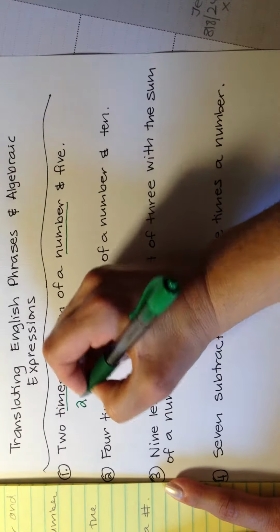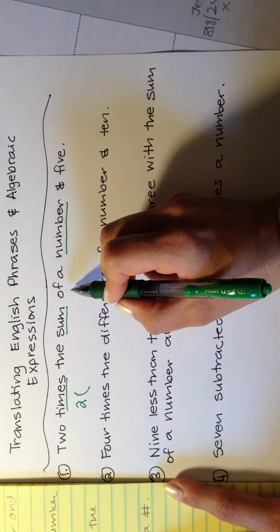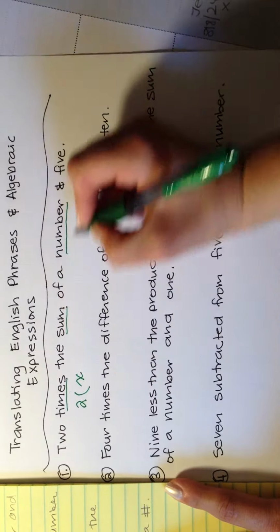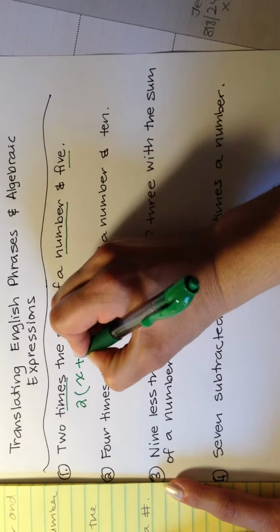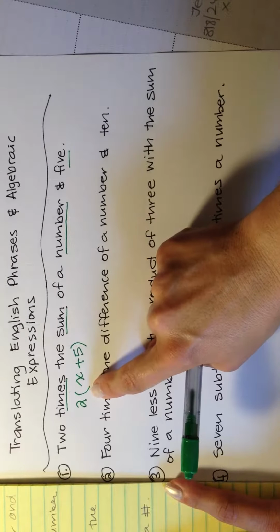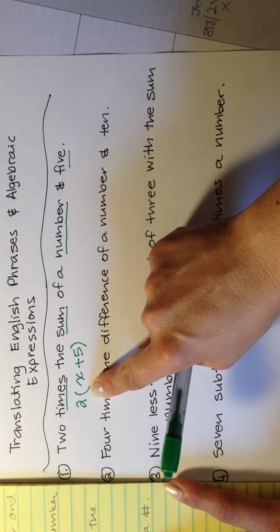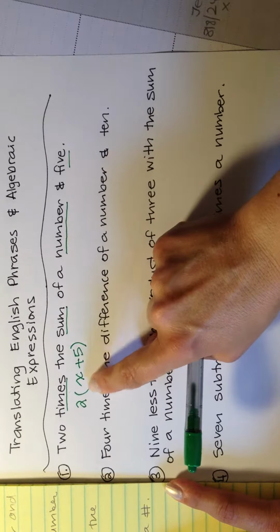It'll be 2 and then parentheses. So 2 times the sum. So that would be x, and sum, so meaning x plus 5. So make sure you understand that you need the parentheses. If you do not put the parentheses there, it would just mean 2 times x and not 2 times the sum.